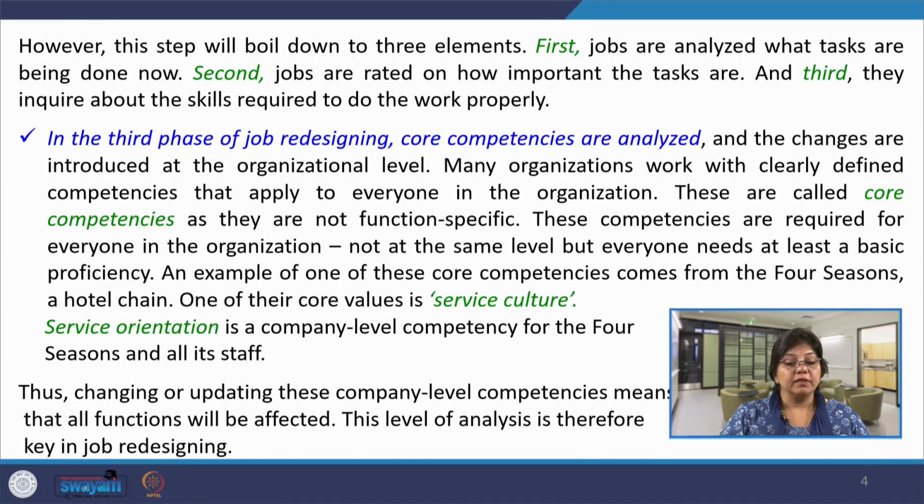In the third phase of job redesigning comes core competencies. Now, the core competency term is in itself a very holistic and broader term, where organizations talk about the basic competencies that are expected by the organizations to perform at the base level, where right from the top management to the lower level of management, every employee will have certain competencies to perform the job and keep the organizations functional. So, these competencies require more changes at organization level, so that the overall organization will also function in a better and enhanced manner.